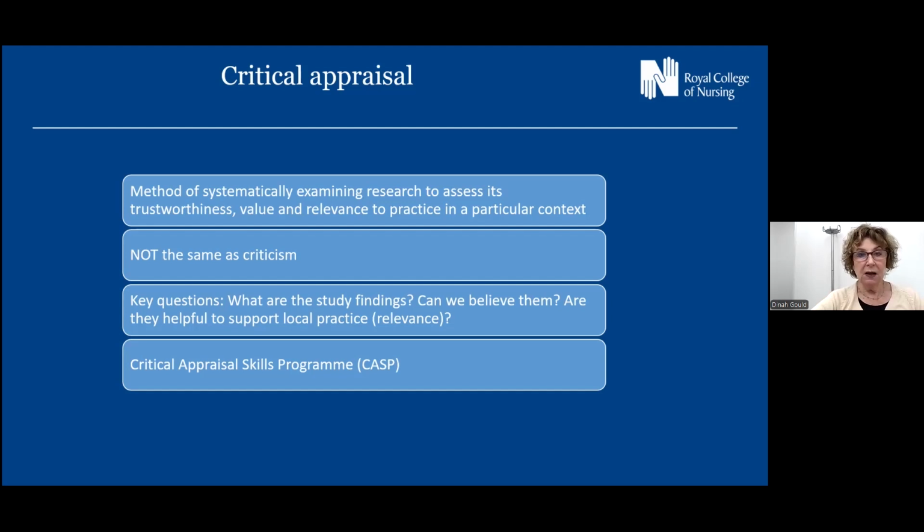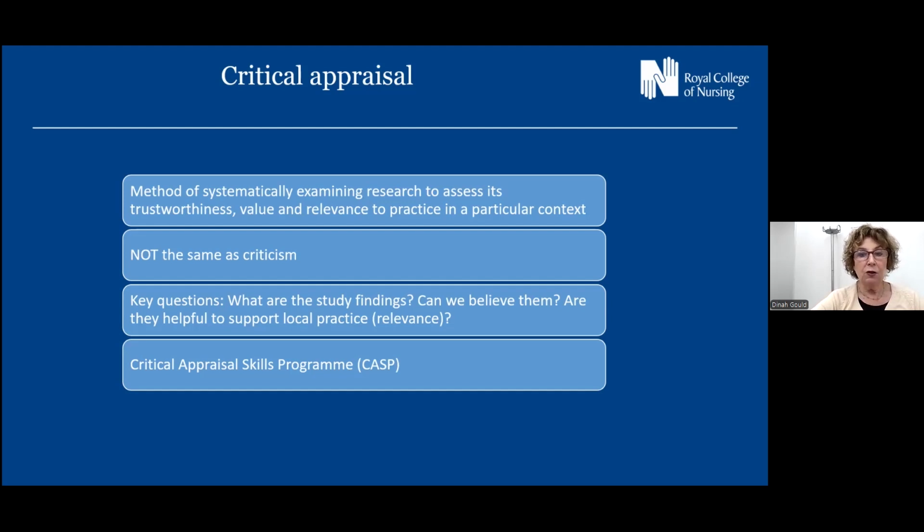It doesn't mean to say there's anything wrong with the research, but you just can't use it very well. So the key questions we need to ask ourselves are, what are the study findings? Do we believe them? Are they helpful? And do they help us to support local practice? Are they relevant? There are different critical appraisal tools. There are hundreds available. You can go online and locate lots and lots of them.